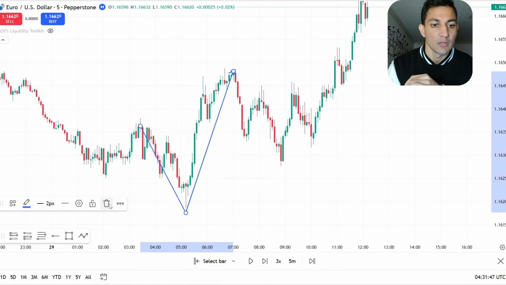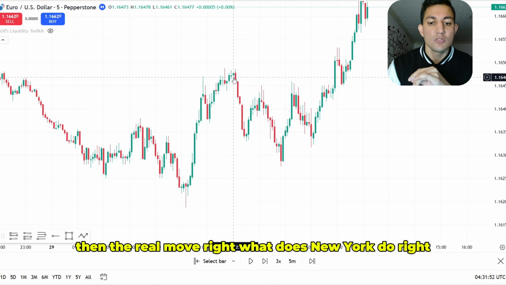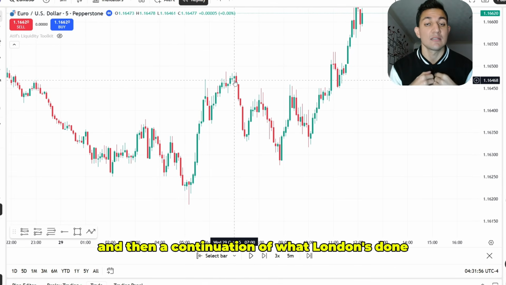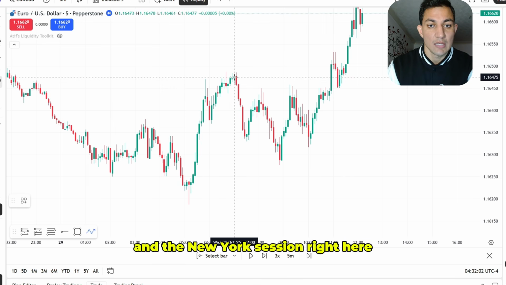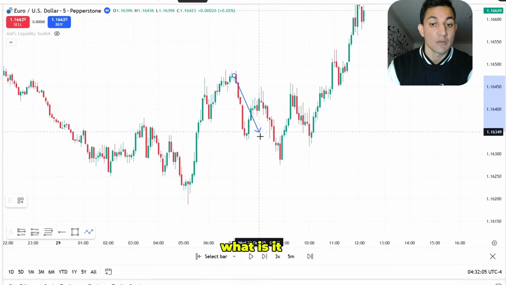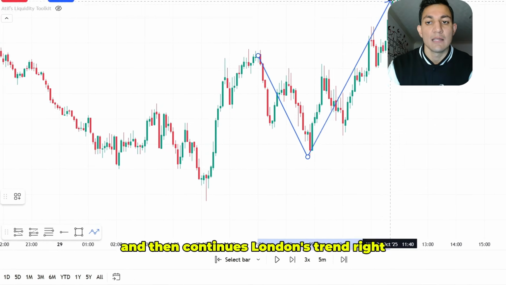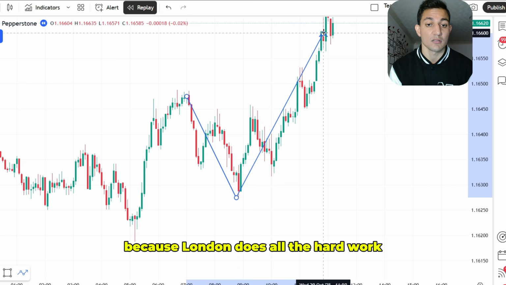So let's just remove this blue line. And you remember how I said London's a fake move, then the real move, right? What does New York do? Right, New York 9 times out of 10 will be a retracement and then a continuation of what London's done. So London here is bullish, right? London here is bullish, and the New York session right here, what is it? A retracement into a fair value gap. We'll talk more about this later on, and then continues London's trend, right? So New York is almost always a continuation of London. That's why it's so easy, right? Because London does all the hard work.